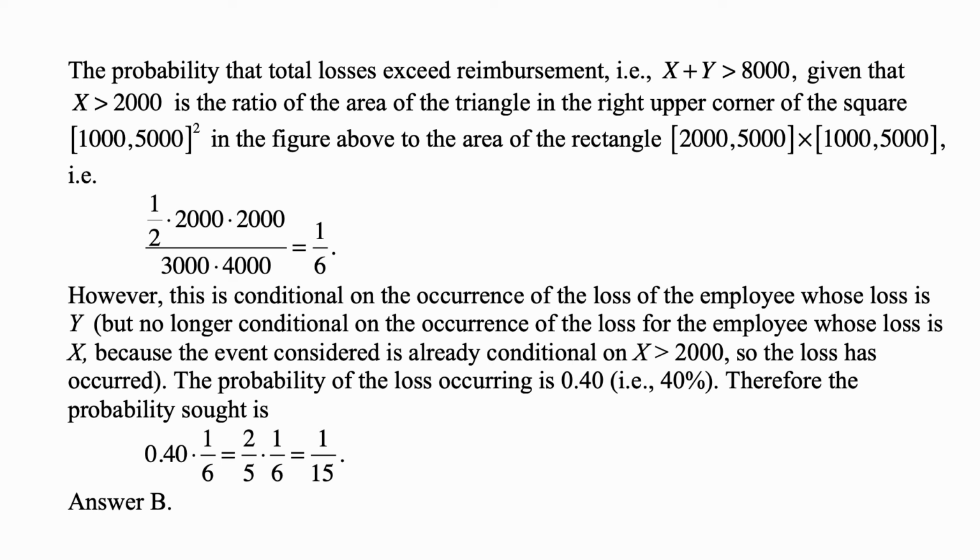However, this is conditional on the occurrence of the loss of the employee whose loss is Y, but no longer conditional on the occurrence of the loss for the employee whose loss is X, because the event considered is already conditional on X being more than 2,000, so the loss has occurred. The probability of the loss occurring is 0.40, so 40%. Therefore, the probability sought is 0.40 times 1/6. That's 2/5 times 1/6, so it's 1/15, which is answer B.